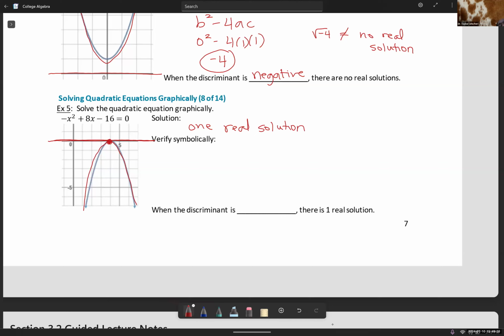How do we know that it's really only one solution? Well, let's look at the discriminant. B squared minus 4AC. That's going to be 8 squared minus 4 times -1 times -16. That's 64 minus 64 equals 0. The discriminant is 0. When you take the square root of 0, you just get 0. You can't plus and minus 0 and get something different. So therefore, we only have one solution.